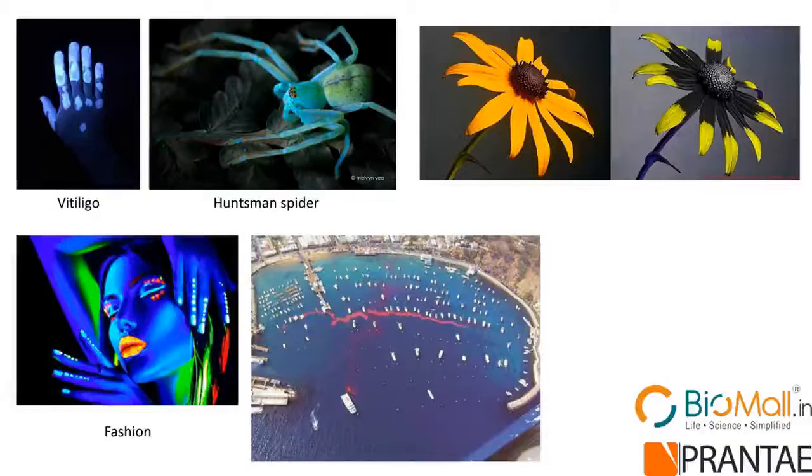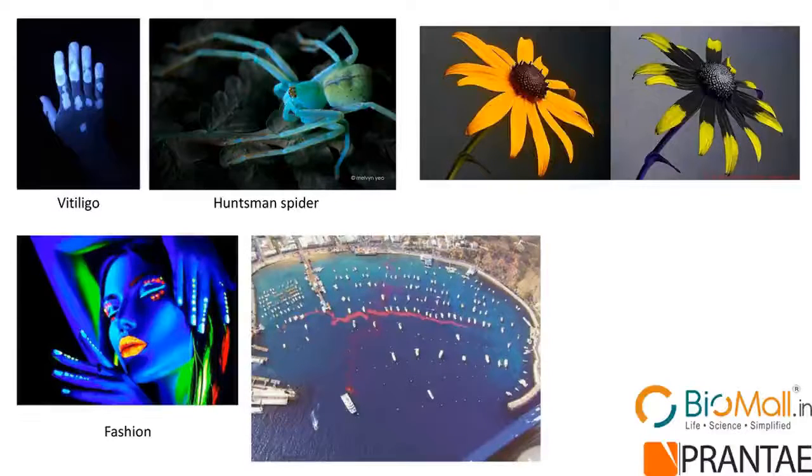Now, fluorescence is nothing magical. It has been there all along. Fluorescent molecules have been around all along, and they're used in various kinds of applications. The first image that I show is a UV photograph of the hand of a vitiligo patient. You see the areas that have reduced pigmentation fluoresce very brightly versus the areas that have a rich amount of melanin.